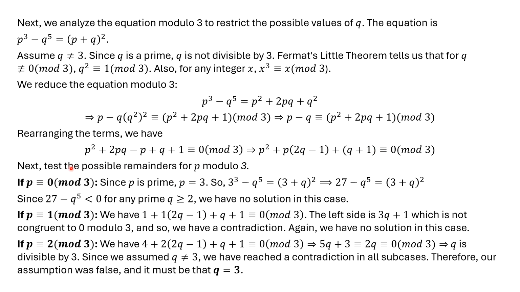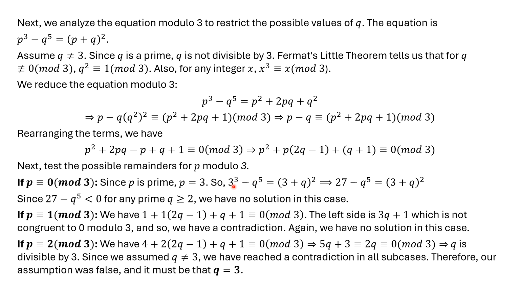Next, we'll test the possible remainders for p mod 3, and we'll find out that in each case, given this assumption here, we get a contradiction. And that'll leave us with the result that q must be equal to 3. So we'll look at this first one. If p is congruent to 0 mod 3, since p is prime, the only choice is p equals 3. And we'll plug that into this equation here.